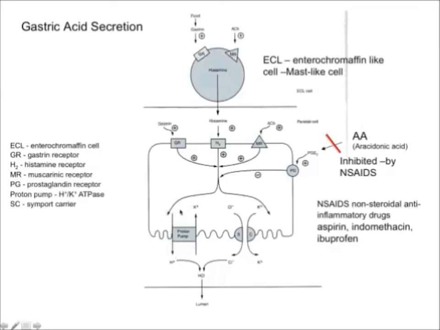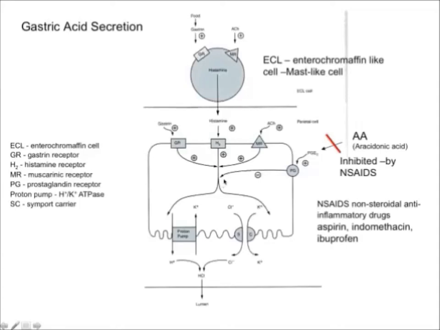The drive for the activity of this pump is through various controls. There's stimulation by the parasympathetic nervous system, there's stimulation by histamine through histamine H2 receptors, and there's stimulation by the local hormone gastrin, which is increased in response to food, and increased alkalinity in the stomach triggers gastrin secretion.